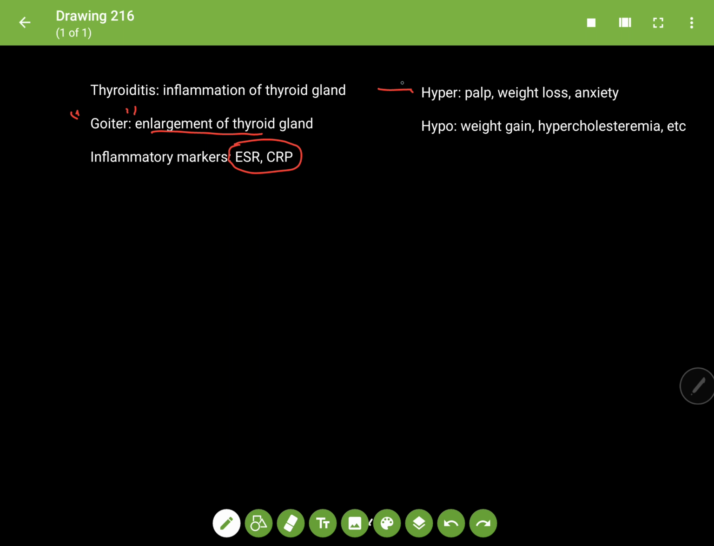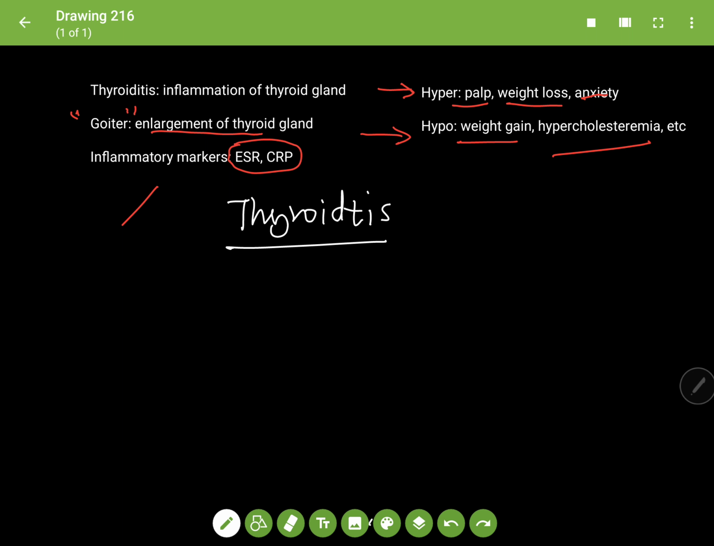A hyperthyroid state is one with palpitations, weight loss, and anxiety, and a hypothyroid state is one that's associated with weight gain, hypercholesterolemia, and remember the decreased relaxation phase of reflexes. So I'm going to start off by dividing our thyroiditis by the presentation of hyper versus hypo.